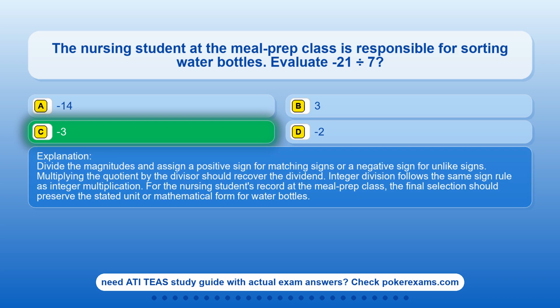Divide the magnitudes and assign a positive sign for matching signs or a negative sign for unlike signs. Multiplying the quotient by the divisor should recover the dividend. Integer division follows the same sign rule as integer multiplication. For the nursing student's record at the meal-prep class, the final selection should preserve the stated unit or mathematical form for water bottles. Question 10.